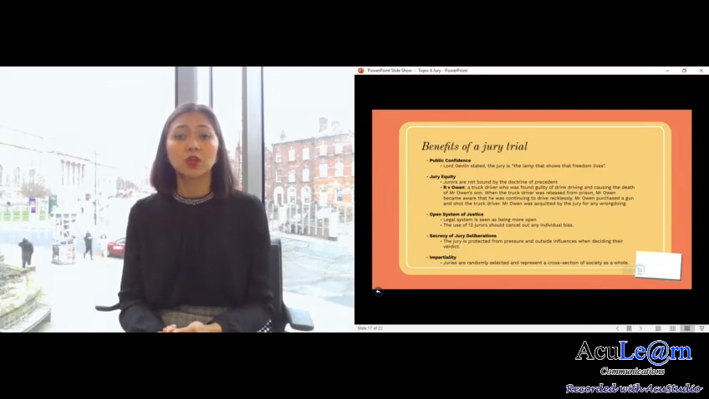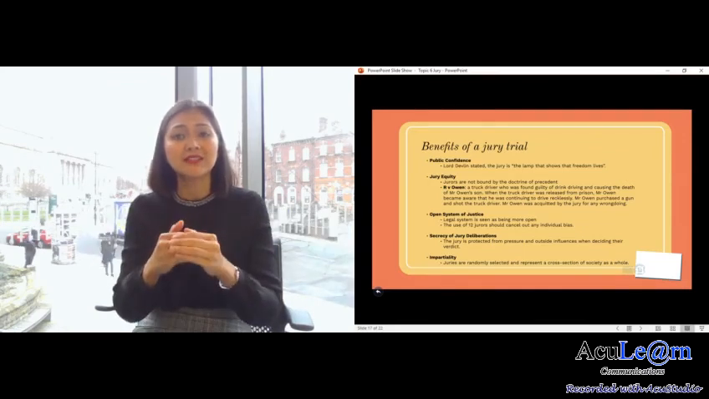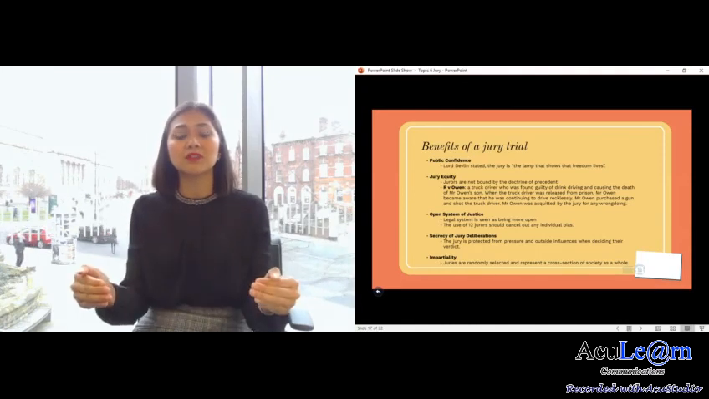So another reason is with regards to jury equity, which is that juries are not bound by the doctrine of binding precedent. So essentially, they decide based on the facts and circumstances of the case, because sometimes when people do certain crimes, they have their personal reasons.